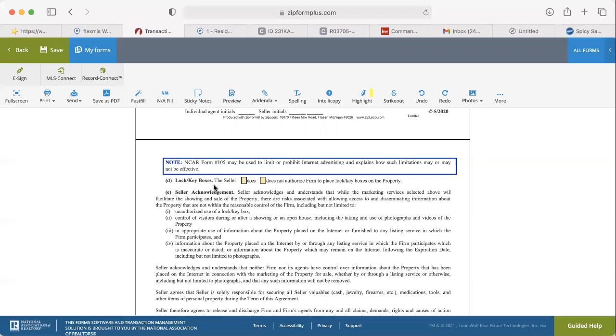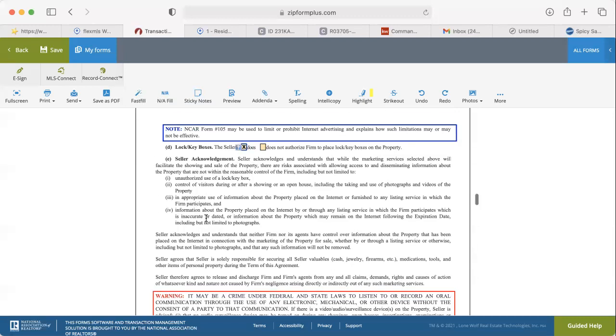D talks about a lockbox. Does a seller allow you to put a lockbox on or not? If they say no, that means that either they have to be there to let the person in or you have to go let the person in. So just beware, it could create more work for you.